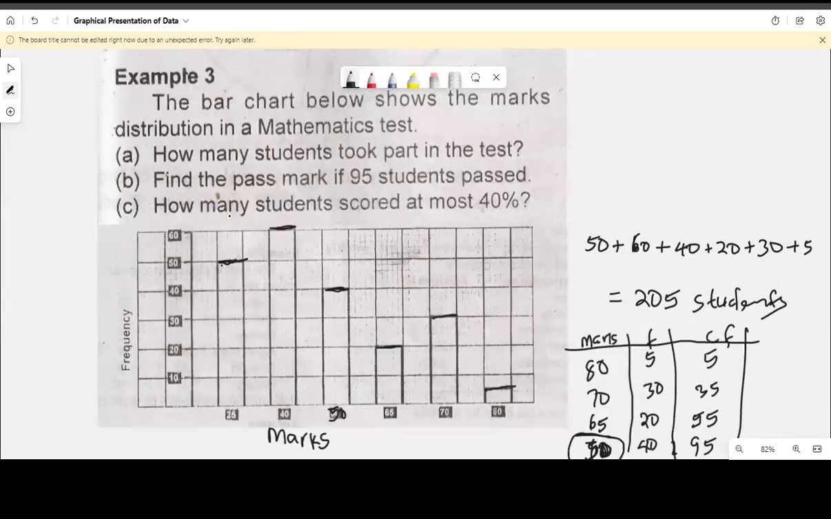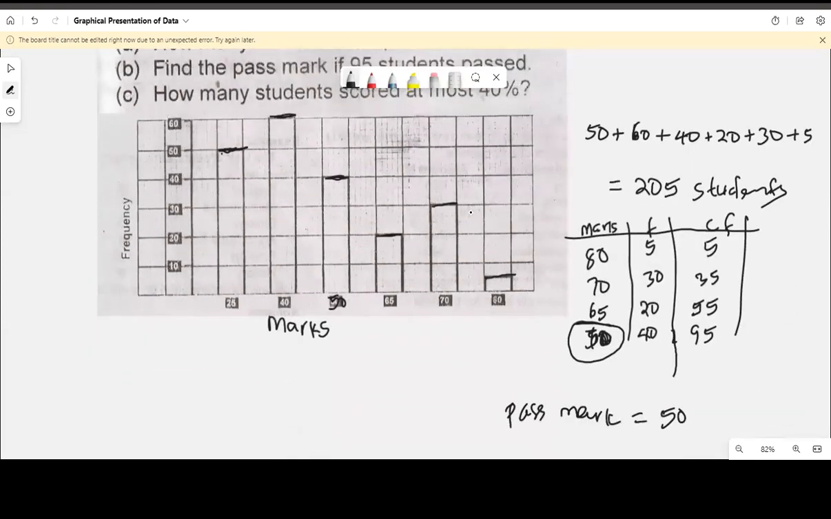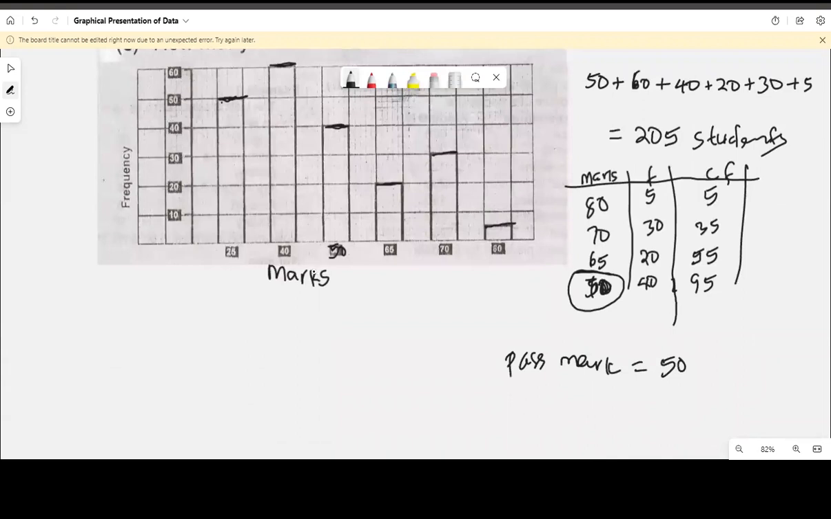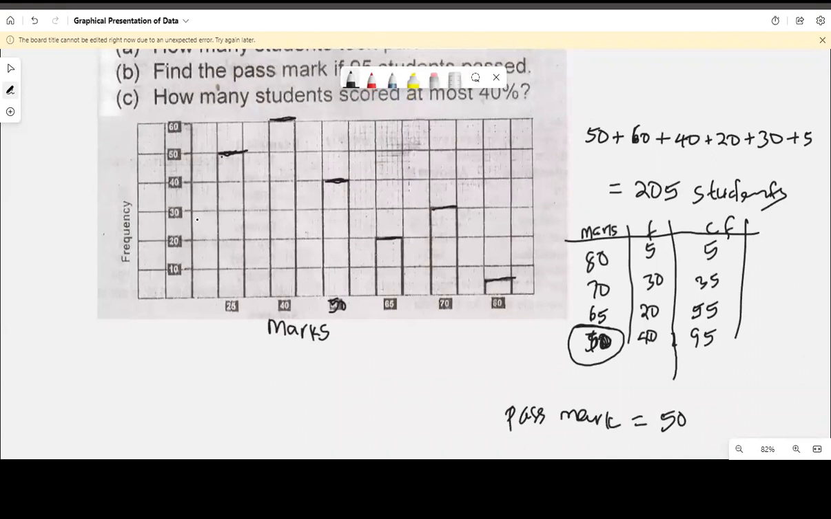Then the last question is, how many students score at most 40%? At most 40%. That is from 40 downward. So we start with 26 marks. How many people score 26? 50 people. Plus how many people score 40? 60 people. 50 plus 60 is 110. So 110 students score at most 40%.